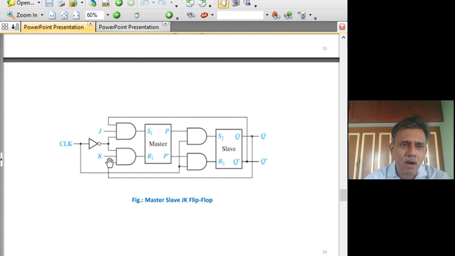Again, when the clock goes from 0 to 1, the master is disabled, because when it is 1, there is a 0 here and master is disabled. And when the clock becomes 1, the slave is enabled. So whatever during this transition the master was storing, that will become available to slave to store and then make it available at the output. So this way we can construct a master slave JK flip-flop.